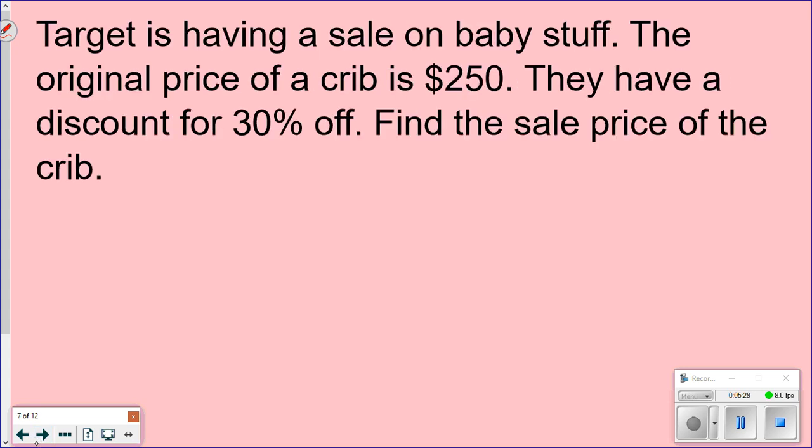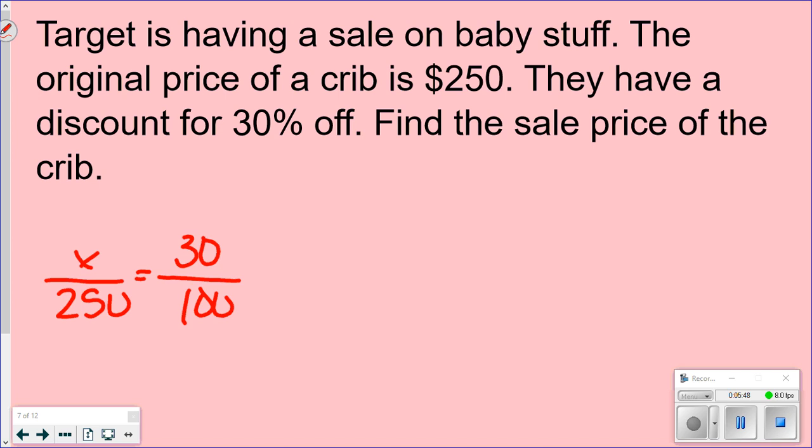So if Target is having a sale on baby stuff, the original price, the starting price of the crib, was $250. They have a discount of 30% off. Find the sale price of the crib. Again, you could use your proportion method, 30% off of 250, or you could use your equation method. By doing either of these, it's going to tell you how much off you get of that crib. So I'm going to get $75 off that crib.